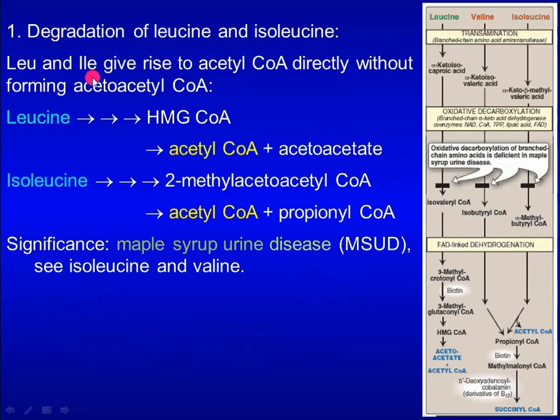Leucine and isoleucine give rise to acetyl-CoA directly without forming acetoacetyl-CoA. Leucine forms an intermediate, HMG-CoA. Isoleucine forms an intermediate, 2-methylacetoacetyl-CoA. As we discussed earlier, these 2 amino acids have clinical correlation, which is maple syrup urine disease.